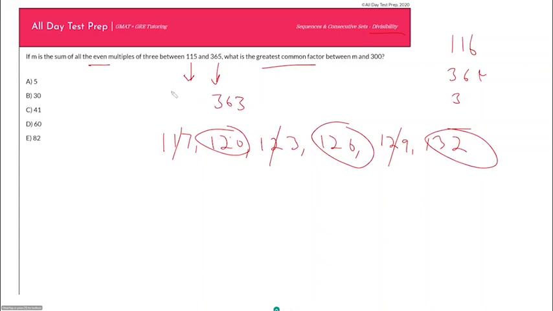And so our actual range here: 117 is not even, so our first number is 120. Then 363 is not even either, so 360. So we can rewrite the question as, if m is the sum of all the multiples of 6 between 120 and 360, what is the greatest common factor between m and 300? And so now let's just find m using our properties from consecutive sets.